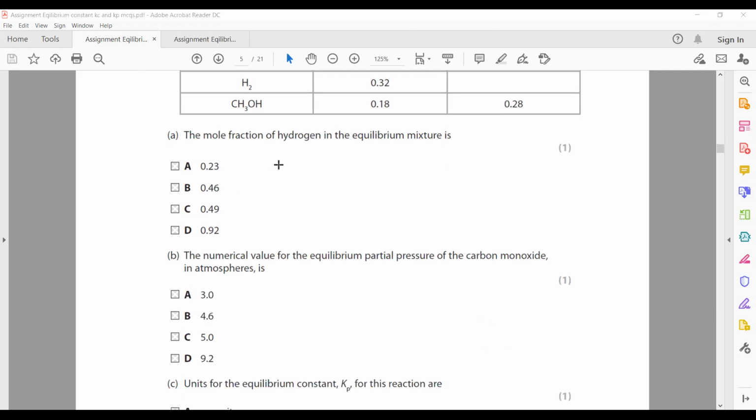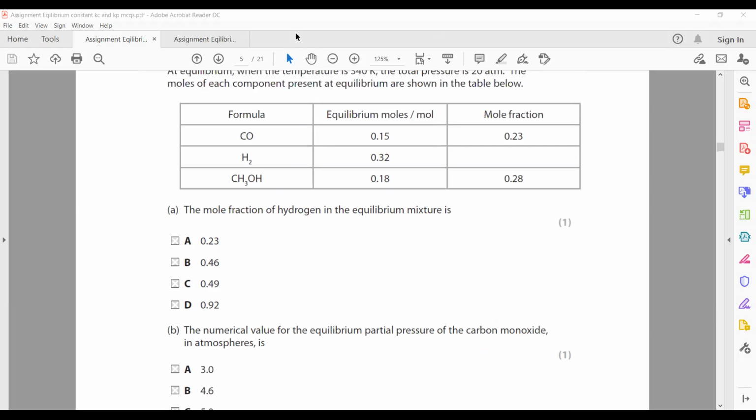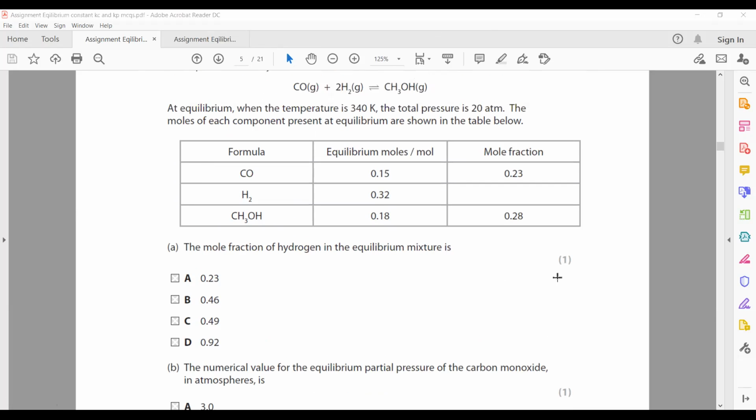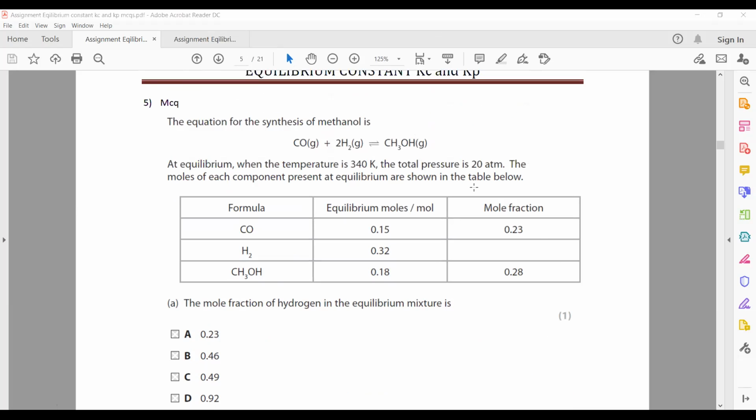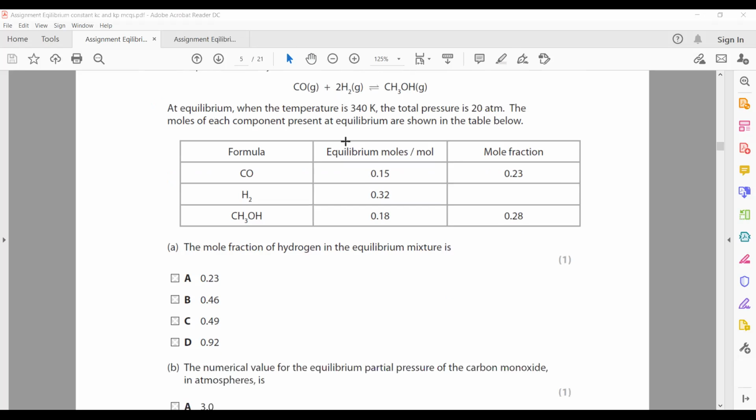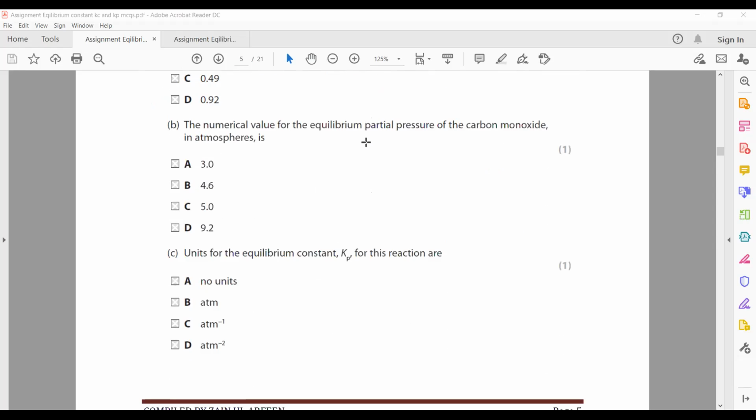Next, the numerical value for equilibrium partial pressure of carbon monoxide. How do we get a partial pressure? The mole fraction multiplied by total pressure. So for carbon monoxide, the mole fraction is 0.23 multiplied by total pressure, which is given as 20. So 0.23 multiplied by 20 atm, you will get the partial pressure for carbon monoxide, which is 4.6.